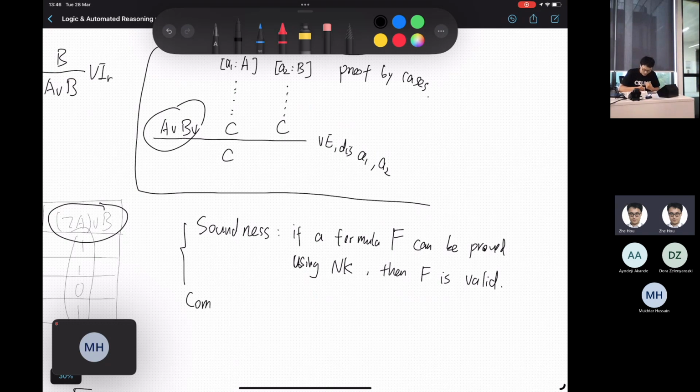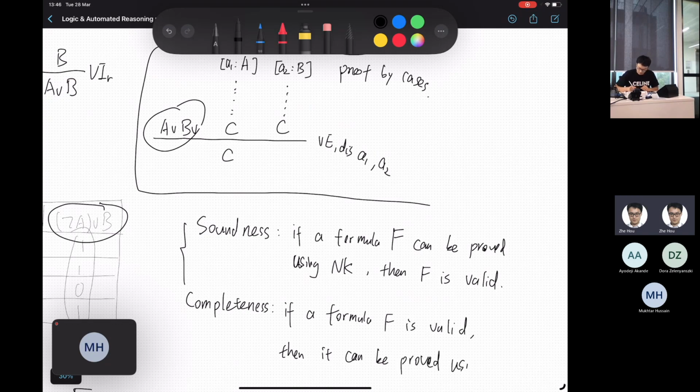The other nice property is called completeness. Completeness goes the other way around. If a formula F is valid, then it can be proved using NK. So it says I can prove everything that is valid. That's why it's sound and complete. Those are the two very fundamental properties for a proof calculus. So if you want to have a new proof calculus, it had better be sound and complete.